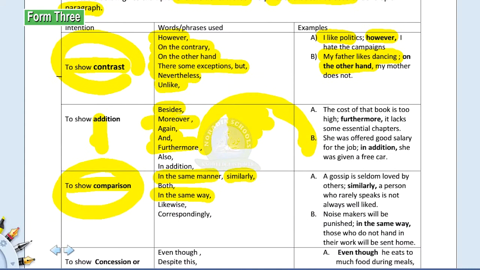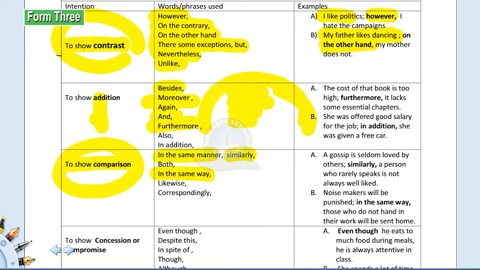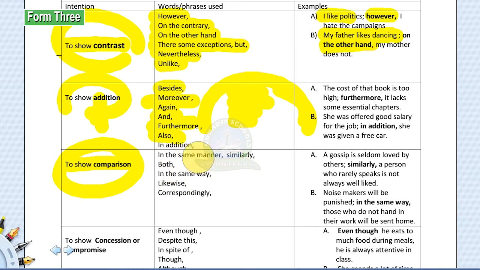Okay, let's take these examples. We are now on the section of adding additions. So you see these words: besides, moreover, again, and, furthermore, also, and in addition. These examples will really help you understand how to use these transitional words. Let's take a look at this one. The cost of that book is too high. Furthermore, it lacks some essential chapters.